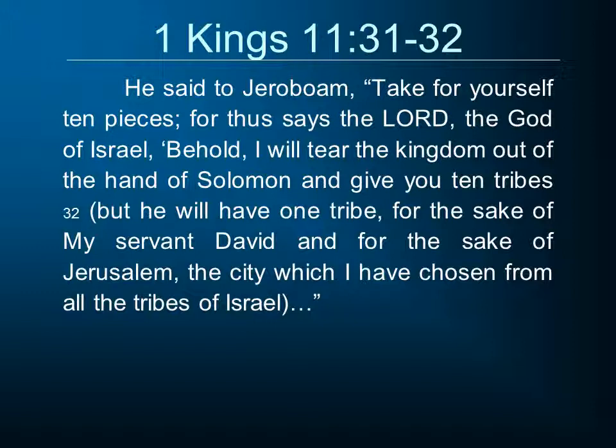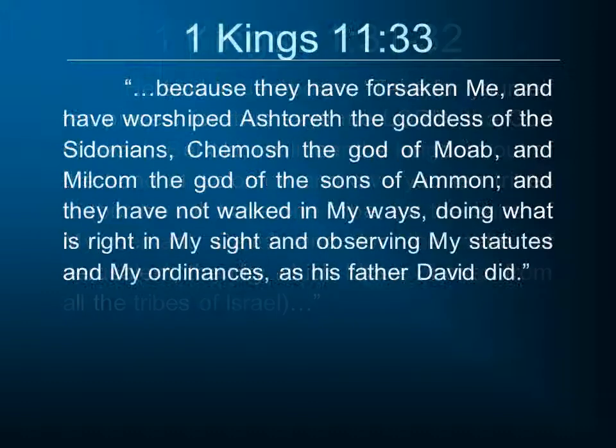Why is this happening? Because they have forsaken me and have worshipped Ashtaroth, the goddesses of the Sidonians, Chemosh, the god of Moab, and Milcom, the god of the sons of Ammon, and they have not walked in my ways, according to what is right in my sight, and observing my statutes and my ordinance, as his father David did.